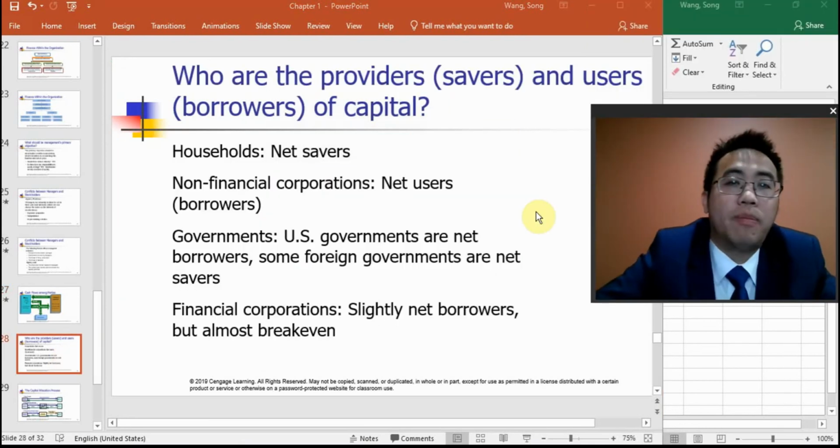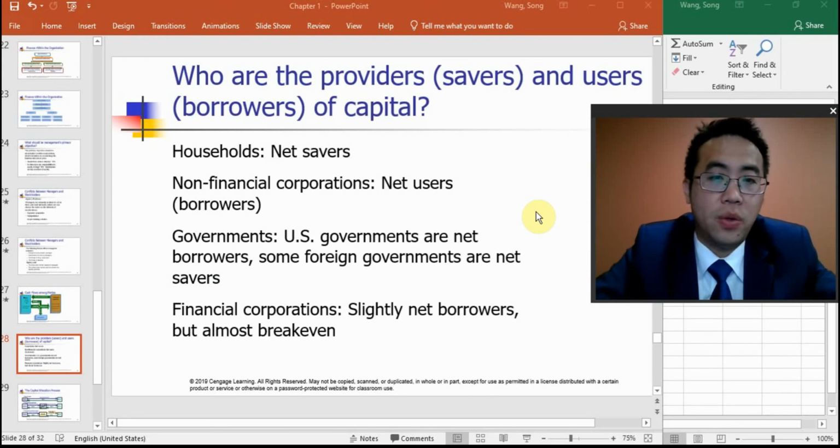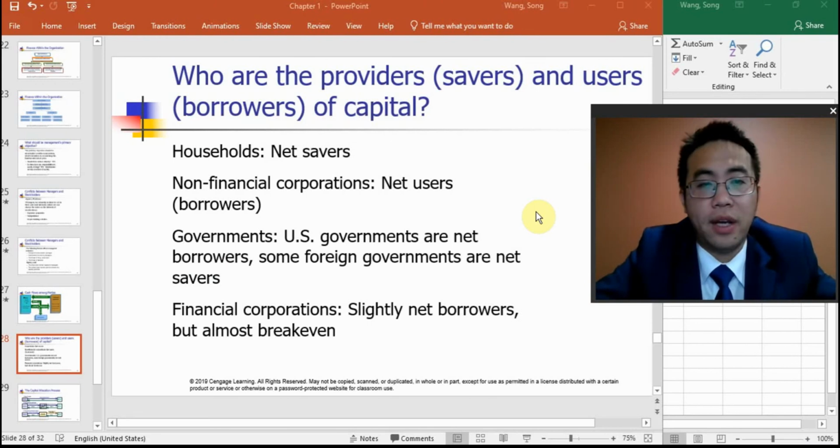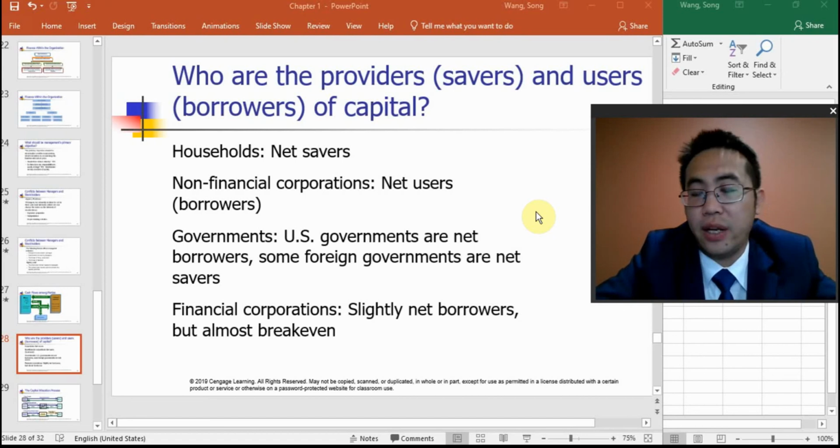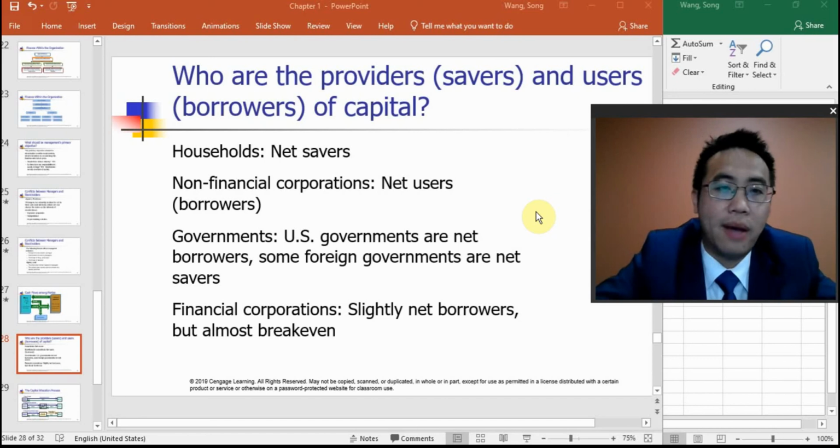And who are providers and who are the users of capital? So definitely households, just like you and me, are net savers. We save money for our retirement and we save money for some other uses. When we have some extra money, we can just invest. The money could go to the corporations as we invest in them.